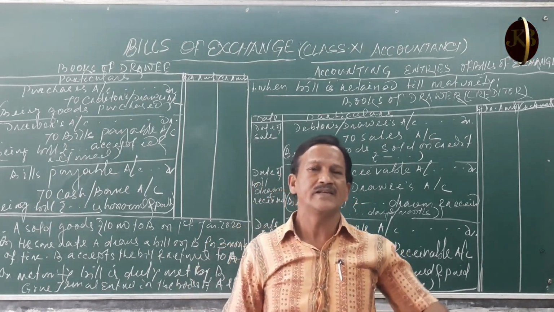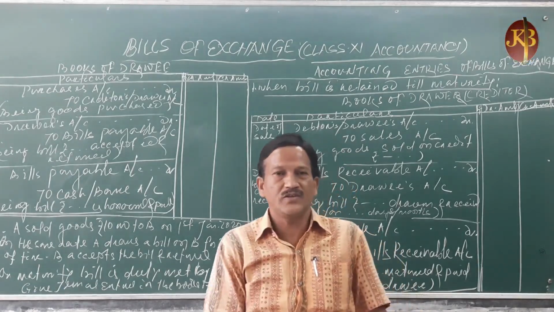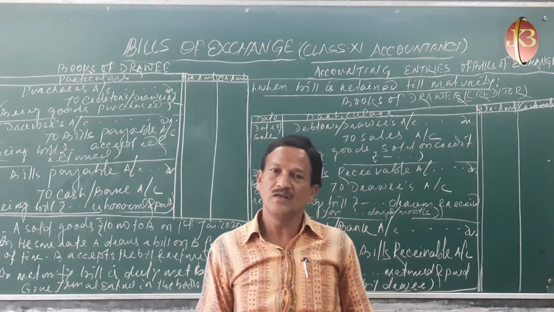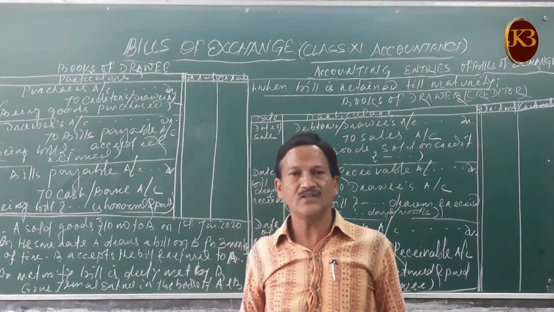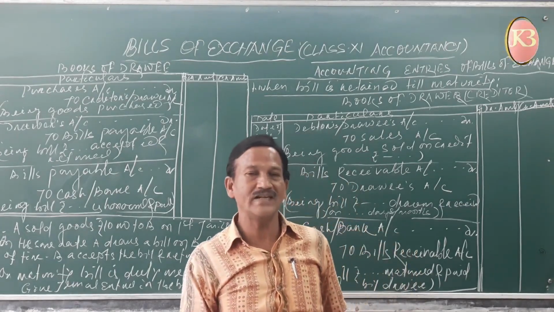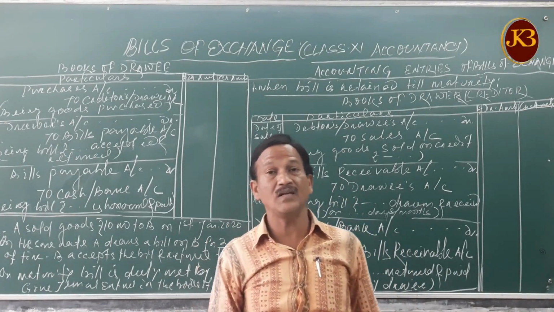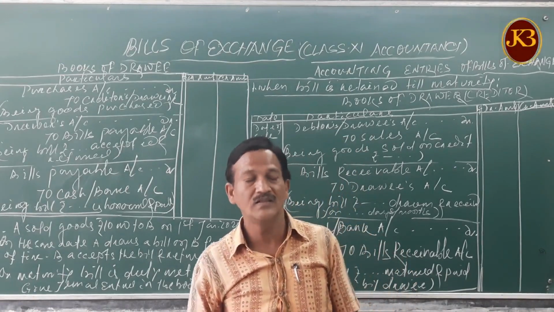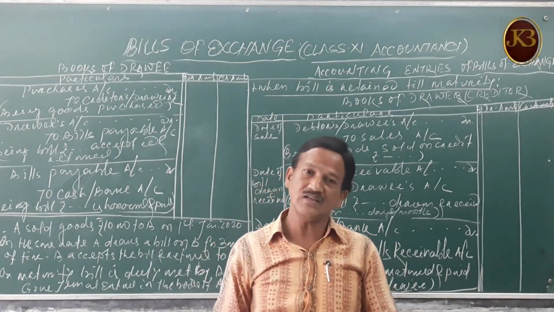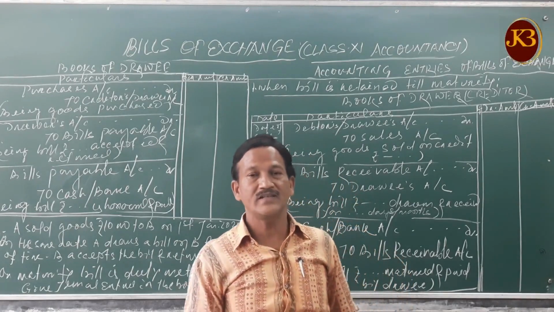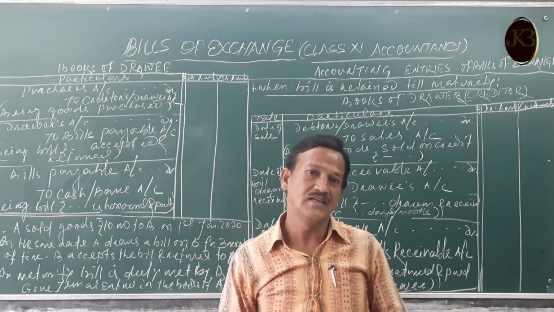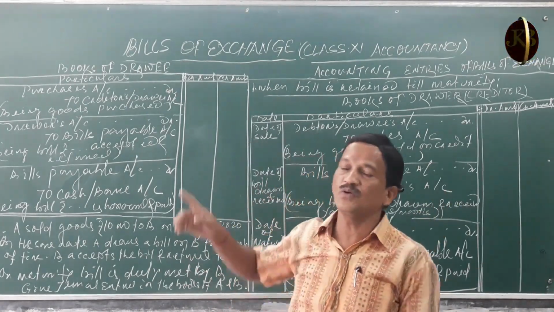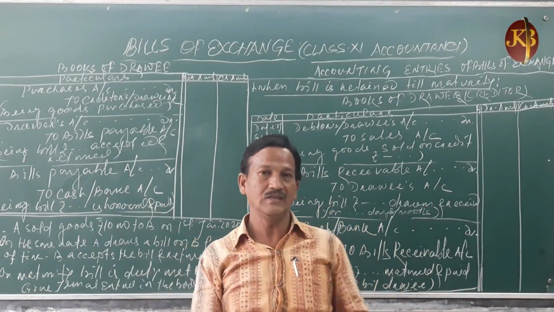So there is a trading transaction between the drawer and the drawee. One will make the bill. When the drawer draws the bill upon the drawee, the drawee accepts the bill and returns it to the drawer. For the drawer, that is called bills receivable, and for the drawee who accepts the bill and returns it to the drawer, that is called bills payable. So bills receivable is used for the drawer, bills payable is used for the drawee. That is the terms used.